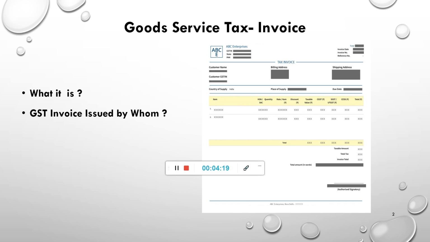Thus, the importance of invoice under GST cannot be overemphasized. Suffice it to say that a tax invoice is the primary document in evidencing the supply and vital for availing input tax credit.